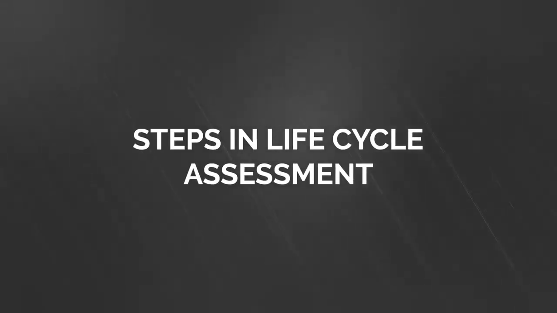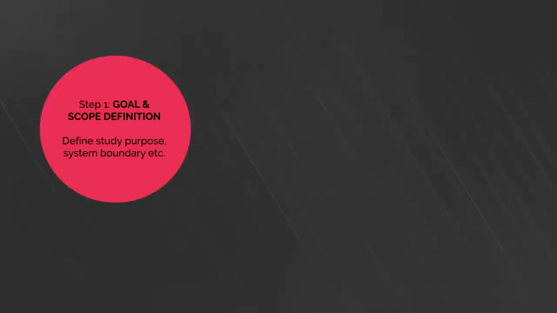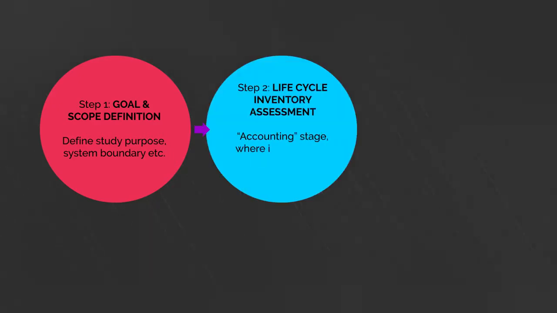According to the standardized approach, an LCA includes 4 key steps. In the first step, goal and scope definition, the product or service to be analyzed is described in detail and the purpose of the study is explained. In this step, the system boundary is defined. This defines what parts of the value chain are included and excluded from the study.